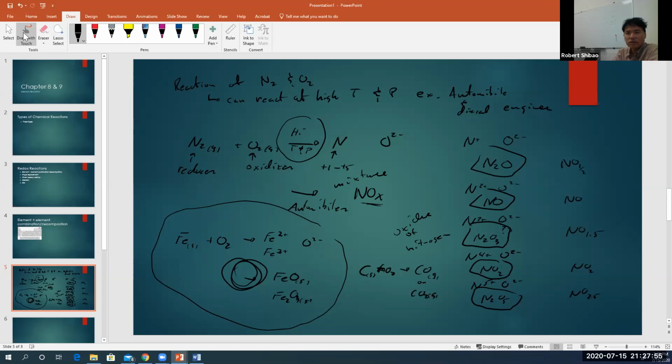If you don't have enough oxygen, you're going to form carbon monoxide. That's a problem because carbon monoxide is poisonous, like oxides of nitrogen. CO2 is poisonous, but to a smaller degree.